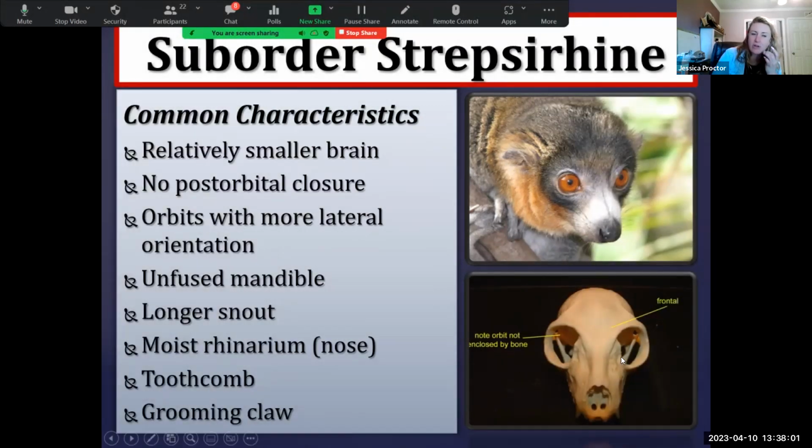So I was telling you guys about the post-orbital bar. The lower order Strepsirrhines are the only ones that do not have full post-orbital closure. They have a post-orbital bar. So when you're looking into the orbits, you can see there's not bony material completely supporting and covering the eye sockets. They also have an unfused mandible. They tend to have longer snouts. They have the moist rhinarium, that's the wet nose. They have the tooth comb and the grooming claw.